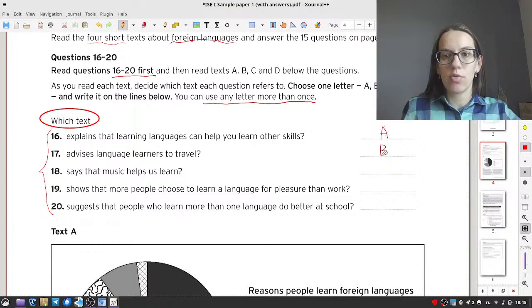For 17, I choose B. For 18, I choose C. For 19, I choose D. Well, I used all of the texts. Yeah, 1, 2, 3, 4, 4 texts, 4 letters. That's it. I've done the task.